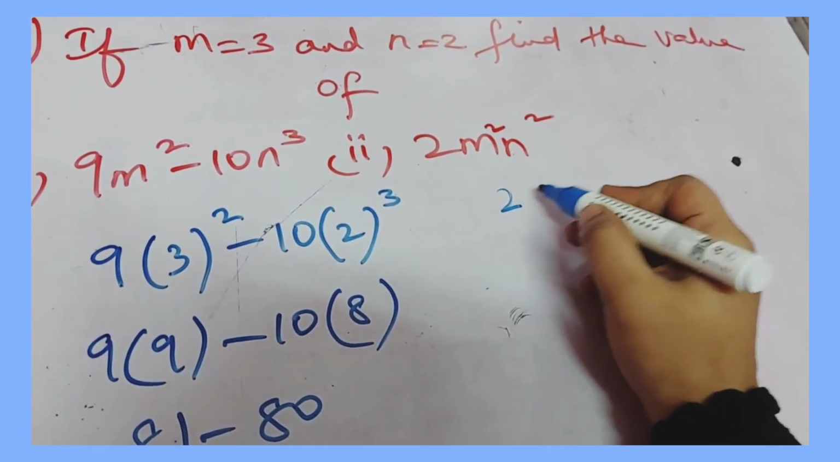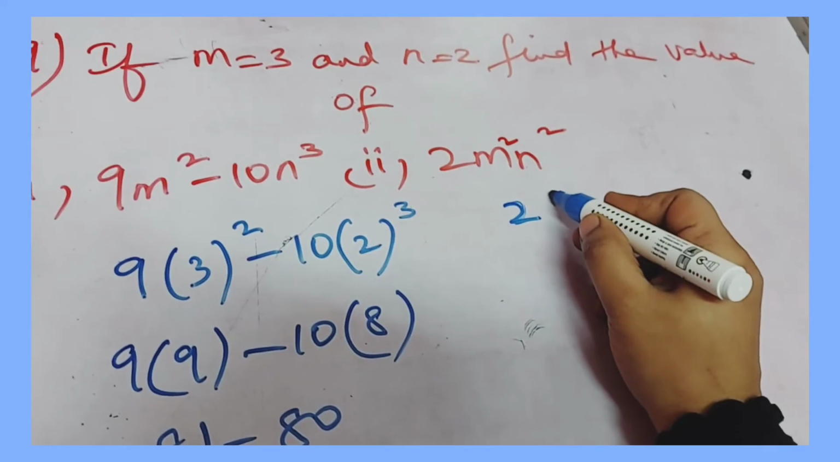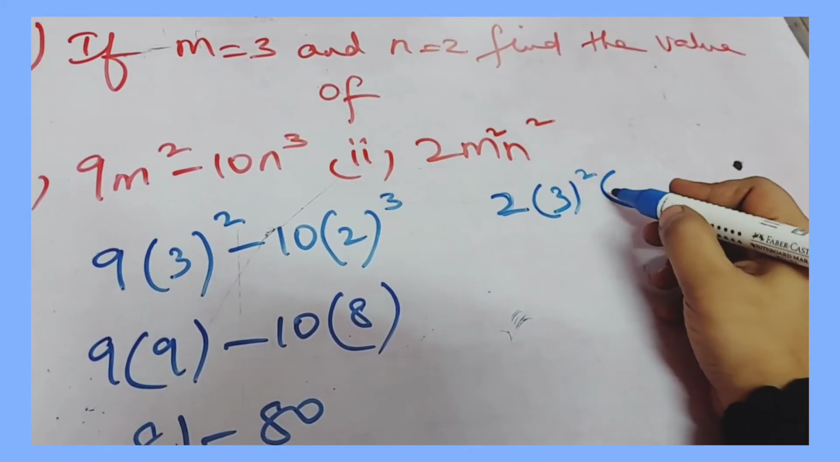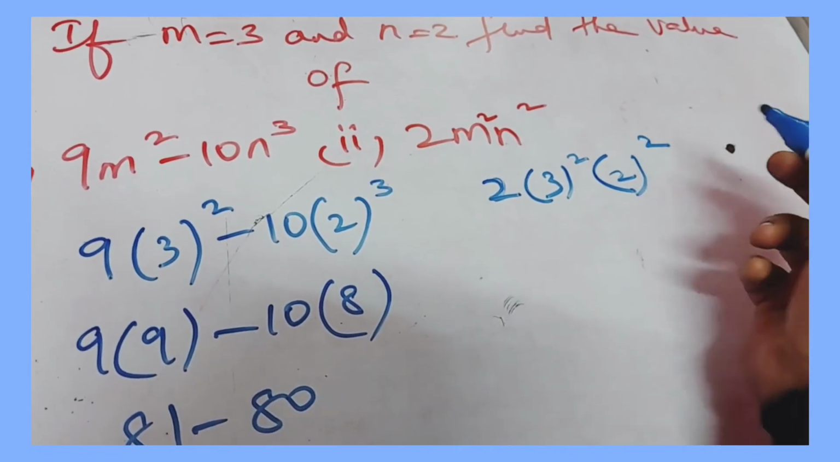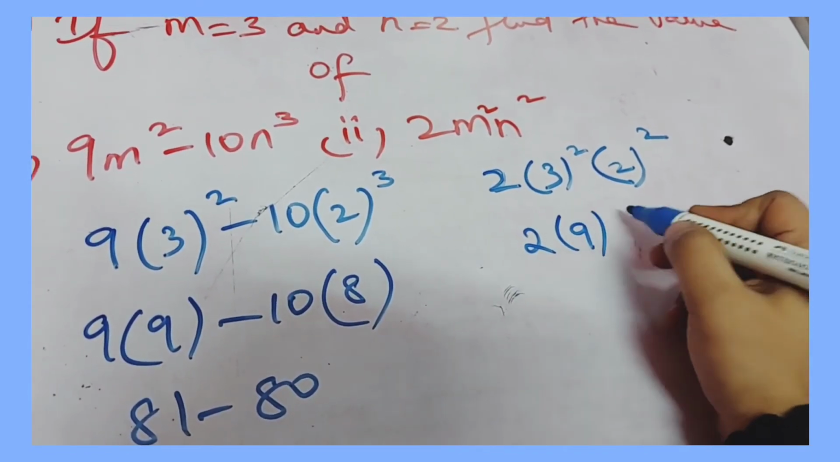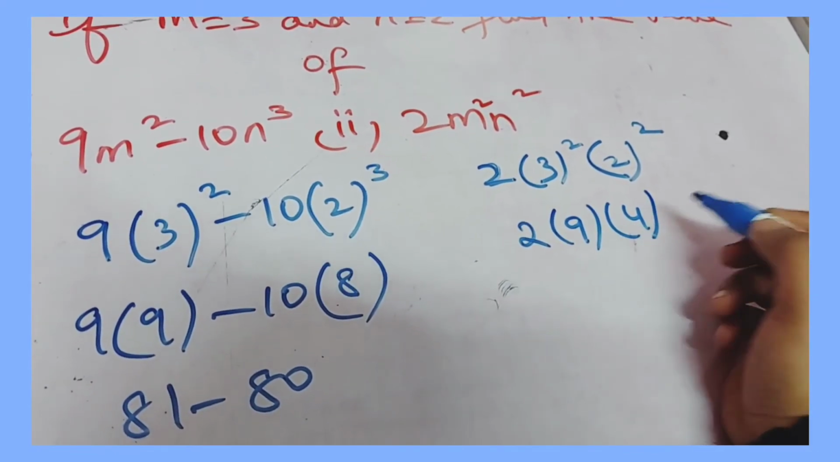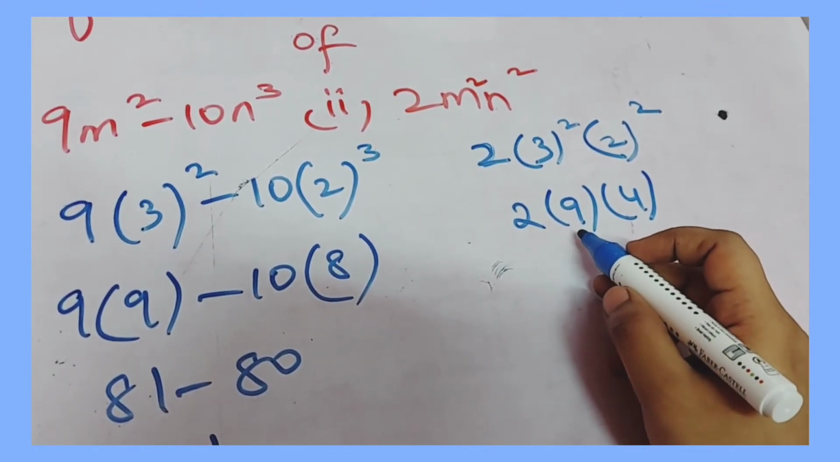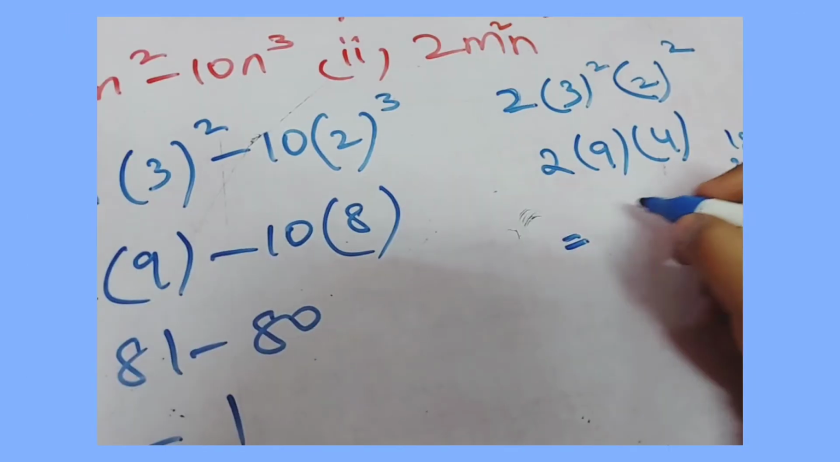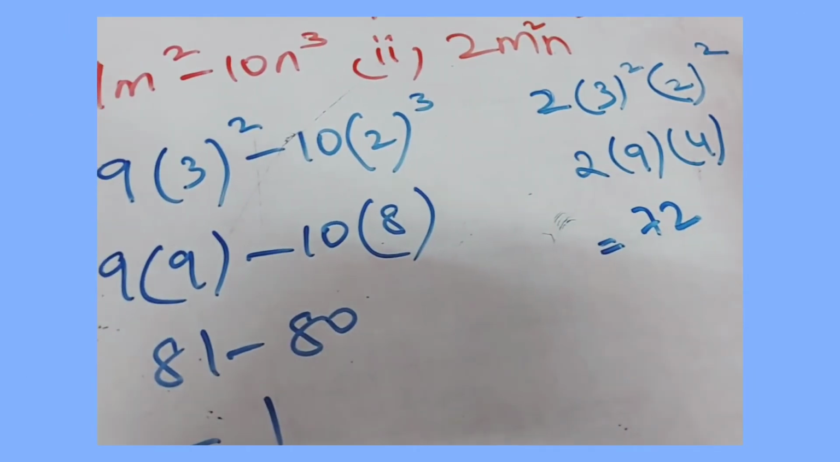Now 2m square n square. 2m square means, what is m here? 3. 3 square. Then what is n here? 2. 2 square. So 2, 3 3s are 9. Again 2 2s are 4. So 9 2s are 18. Okay, so 18 into 4. So the answer here is 72.